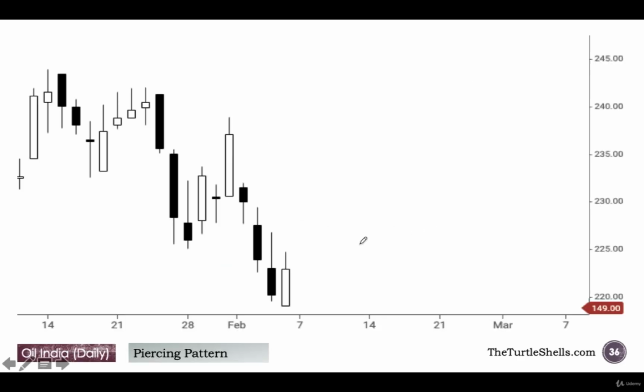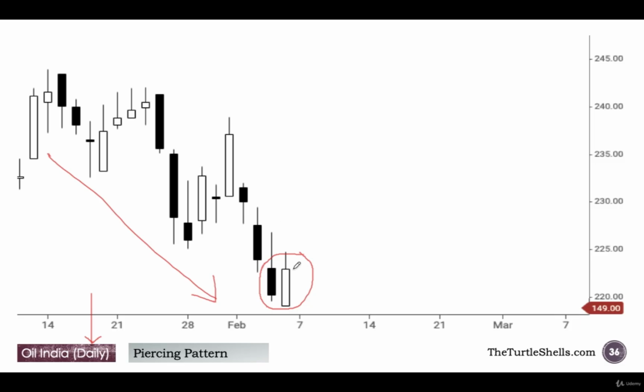So let's have a look at an example. This is the perfect piercing pattern. Look at the opening well below the low of the prior black candle, and the closing is almost near the open of the black candle. It is coming after a nice downtrend. 3 candles consecutively are black. This is the chart of Oil India. It's a daily time frame.